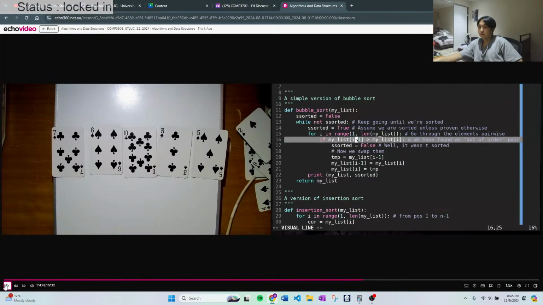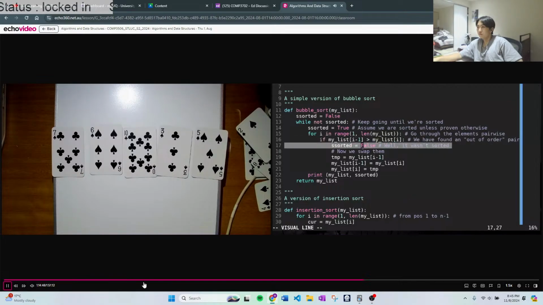If we find a pair that's out of order, we're going to set that flag and say, hey, the list wasn't sorted, right? And we're going to swap them. And we're going to keep going around until we've done everything.